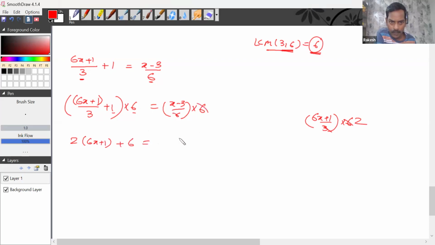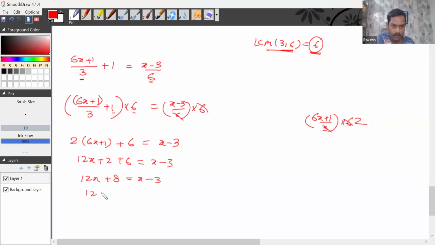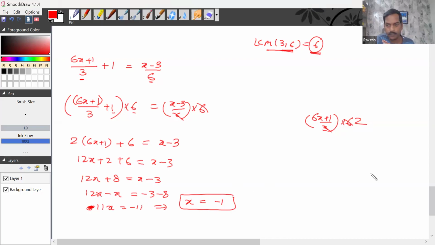And here the entire denominator will vanish and I'll be getting x minus 3. 12x plus 2 plus 6 is equal to x minus 3, right? So 12x plus 8 is equal to x minus 3. 12x minus x is equal to minus 3 minus 8, right? Which effectively is 11x equal to minus 11. So the value of x is minus 1. We can divide both sides by 11 to get the value of x, right? You should be very quick in doing this, and should not be making silly mistakes.